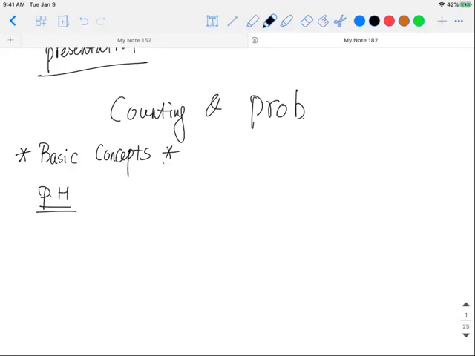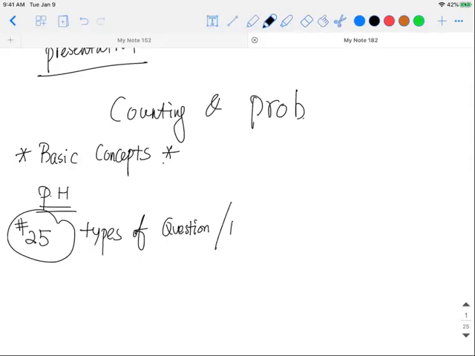And then moving forward, we're going to spend 2 lectures talking about 25 very important types of questions, or 25 different methodologies, in the counting and probability questions. Like I said, in counting and probability questions you have very limited tools, very limited formulas. However, you have so many varieties. But trust me, all those varieties can be classified into one of these 25 different methodologies.